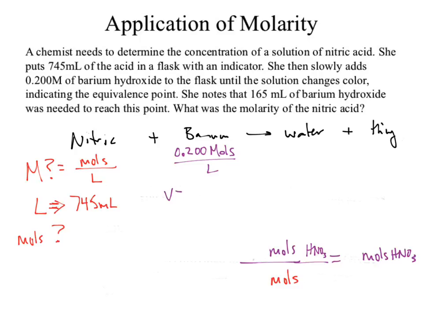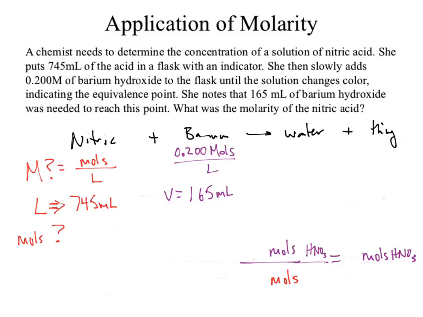I'm given the volume of my barium hydroxide as 165 milliliters. So I'm given a lot of information about the barium hydroxide. I'm not given any information about the water or the thing, whatever the thing may be. So by organizing this and putting that information down, when we go to actually solve, we can say, oh, I've got that. Oh, I don't have that.